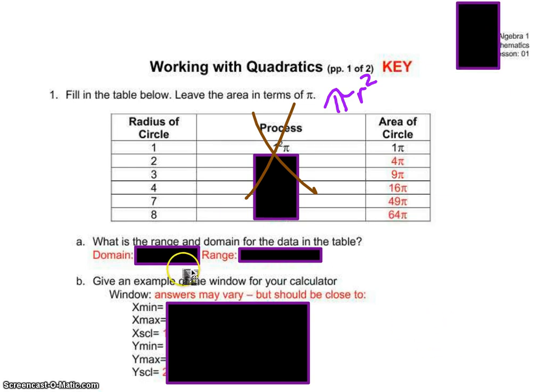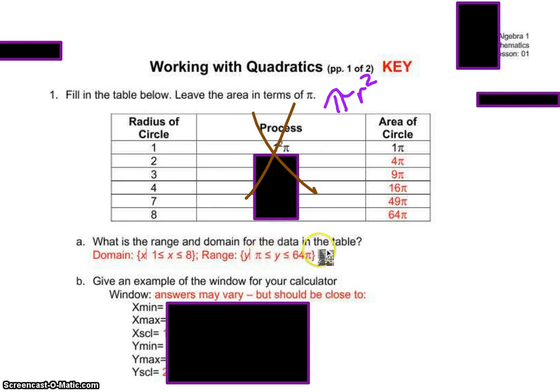So what is the range and the domain for the data? Remember, domain is always talking about your x, and that's going to be the left side of your table. So it's going to be from 1 to 8. The range is always your y, or the right side of the table, and it's going to be, technically, from 1 pi to 64 pi. They wrote it 64 pi, so that works good.